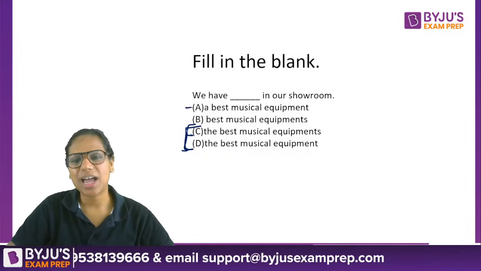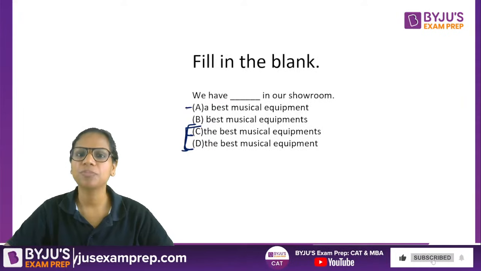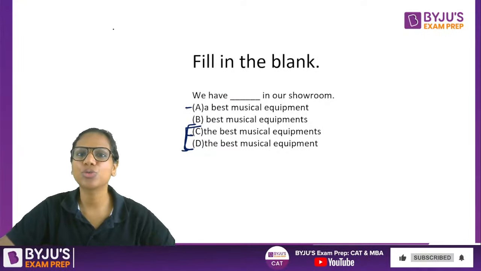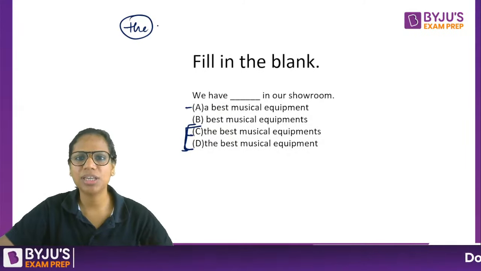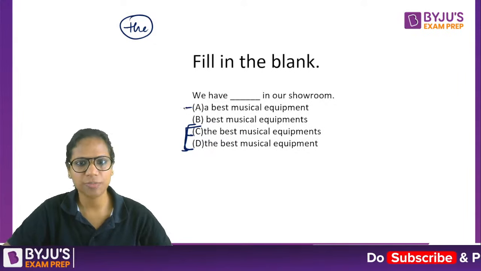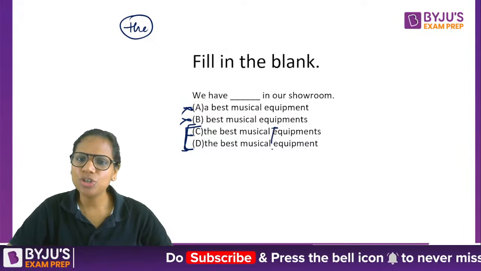So here, I expected this confusion between C and D, which is why I gave this question. We have dash in our showroom. First of all, we just discussed that before the superlative degree of adjectives, 'the' is mandatory: the best, the biggest, the slowest, the fastest. A and B eliminated. Now, is it equipment or equipments?